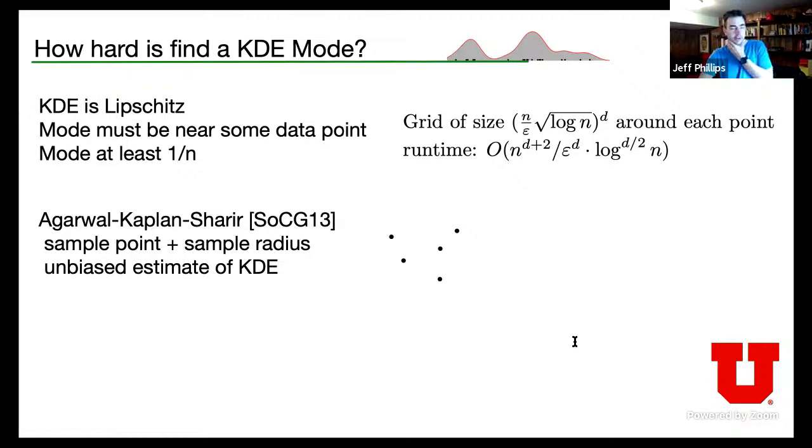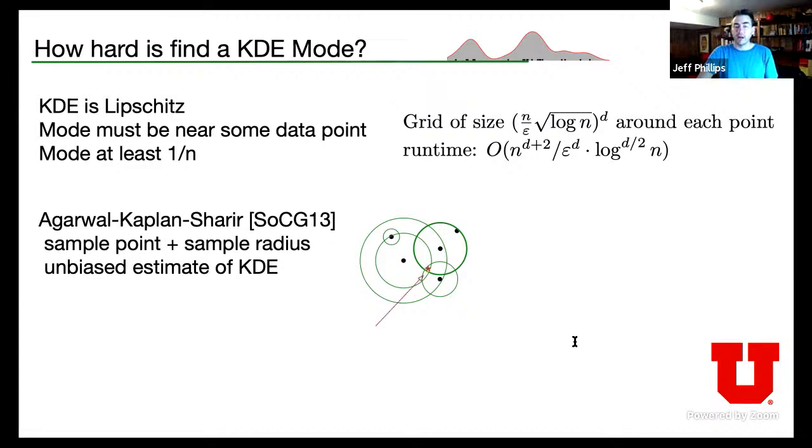This was for a slightly more complex problem, but Agarwal, Kaplan, and Sharir noticed a cool idea: you could sample a point, and then sample a radius somehow depending on the distribution of the kernel, and whether a point is inside that ball or not is an unbiased estimate of the KDE. So if it's an unbiased estimate, you do this a bunch of times. I sample points and then a radius, and then I count what fraction of the balls a query point is in, and that converges to the function value of the kernel density estimate.